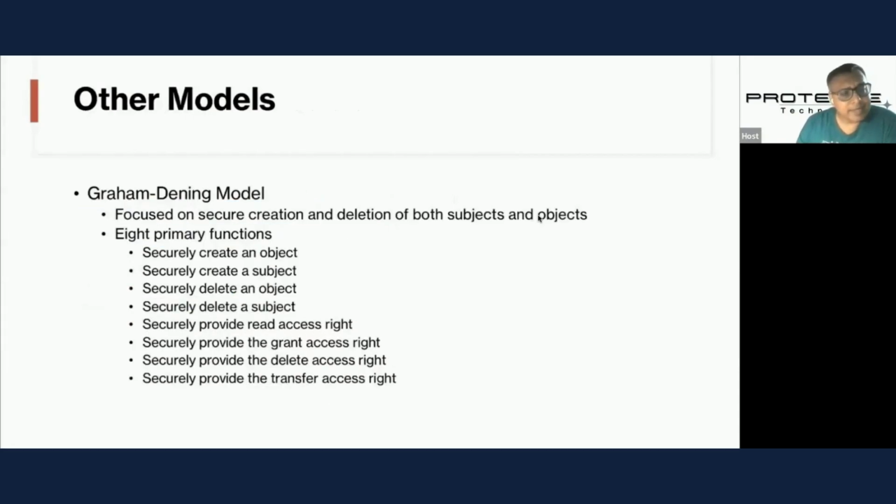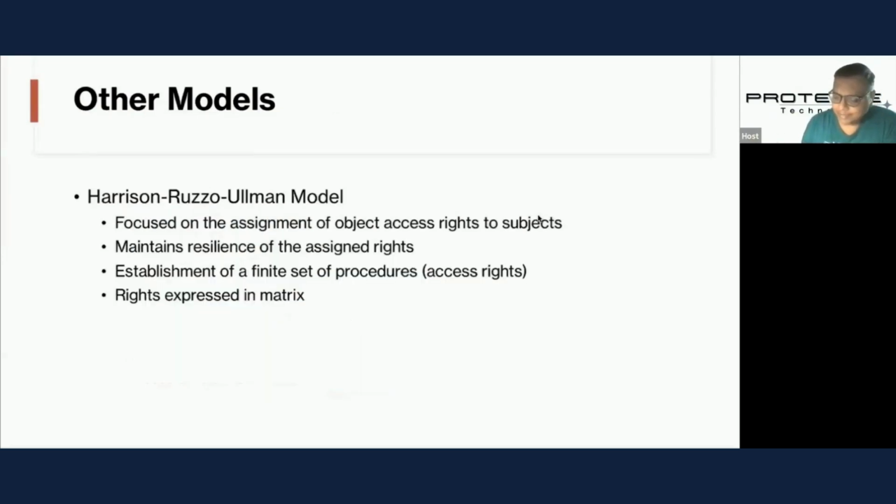Then there is something called a Graham-Denning model, which has 8 functions. How to securely create an object, delete an object, delete a subject, grant access, remove access, delete access, and transfer access. So this is the Graham-Denning model.